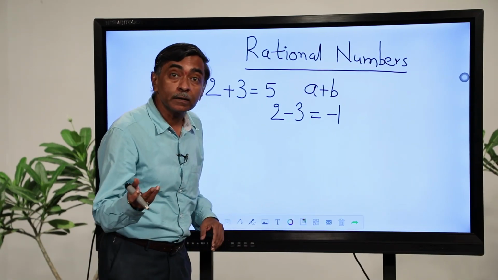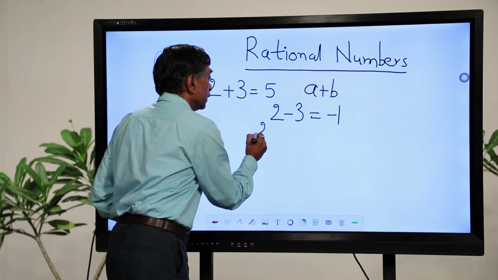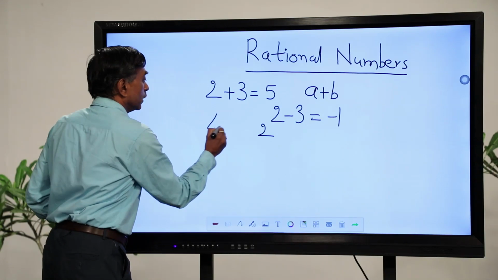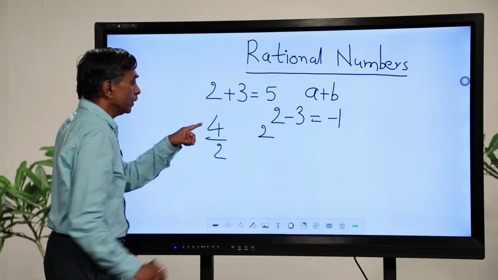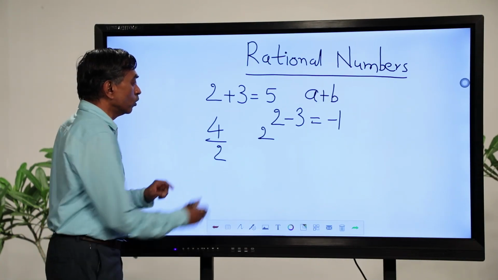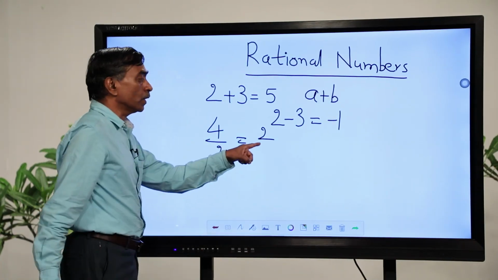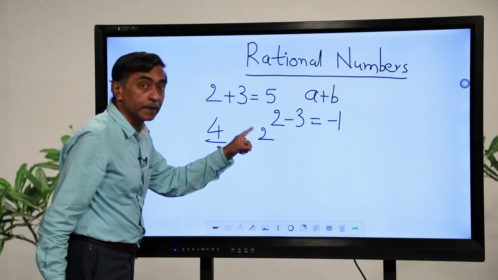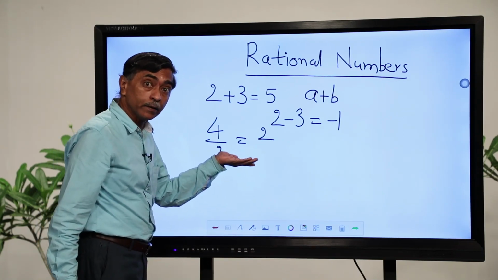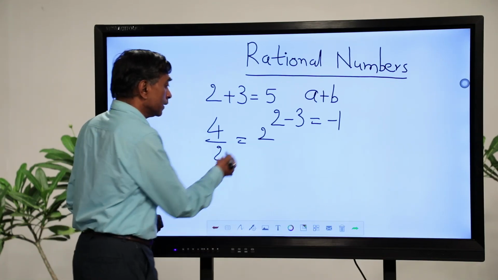Will it be closed under the operation of division? Let us see that. If I take two whole numbers, 4 and 2, and I divide 4 by 2, what do I get here? I get the number 2. 2 is again a whole number, but can we say that whole numbers are closed under the operation of division? Let us check this.